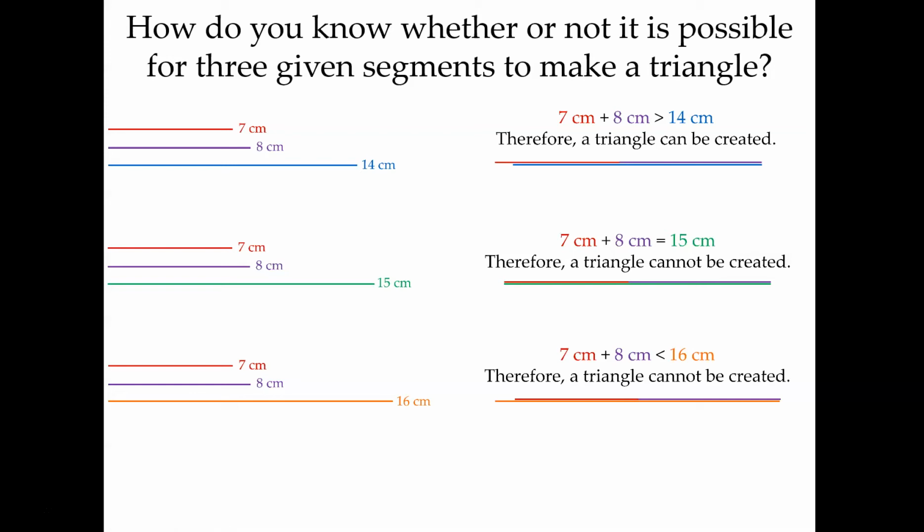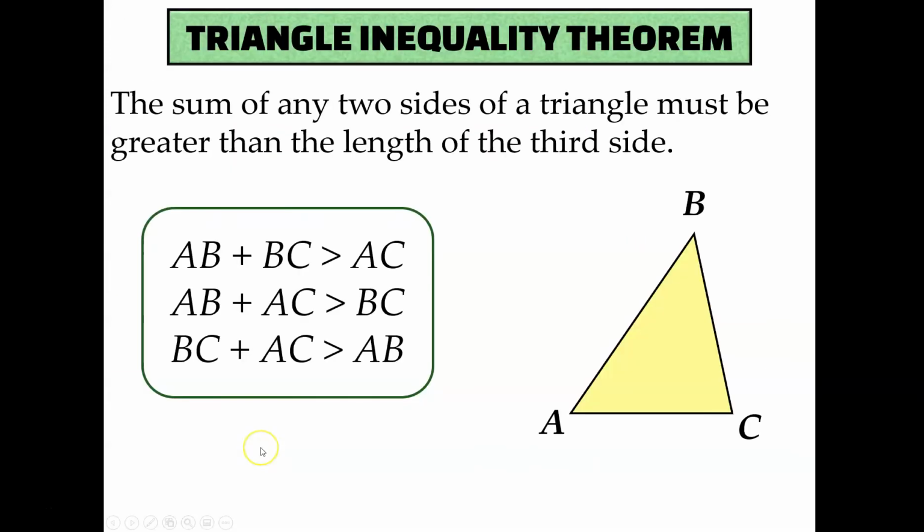So what is it about these side lengths that caused some of them to be impossible to make a triangle, but one of them it was possible? What's the difference? Well, we actually have a theorem to describe this. It's called the triangle inequality theorem. And it states that in order for a triangle to be made from any three given side lengths, the sum of any two of them has to be bigger than the third.